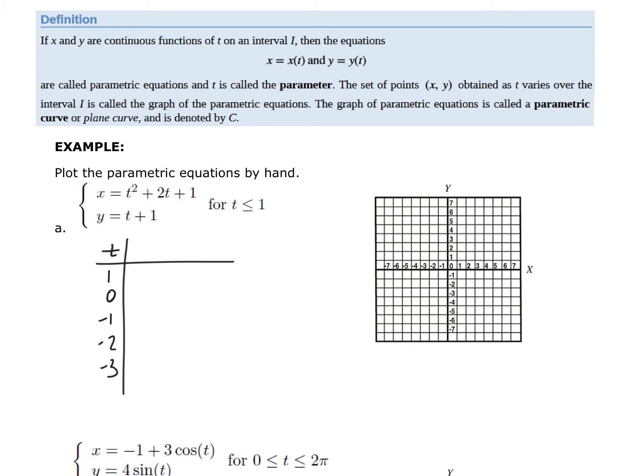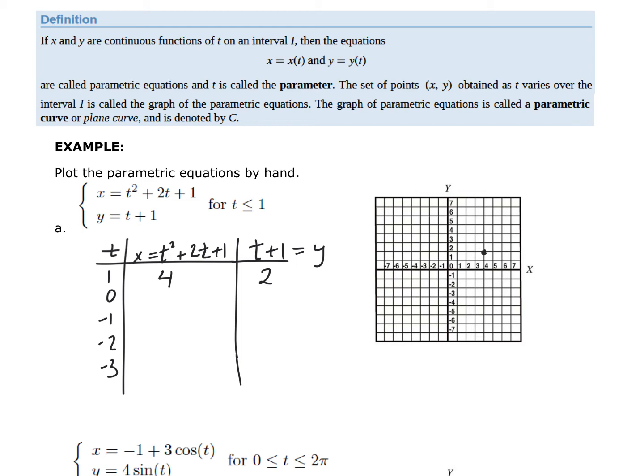Then I have a value for x. x is going to be equal to t squared plus 2t plus 1. And then my last one is t plus 1, which is my y value. So I choose a value for t and I plug it into those other two functions. So I put in 1 and I get 1 squared plus 2 plus 1, which gives me 4. I put in 1 for the second equation, y equals t plus 1, and I get 2. So over here I'm going to go to 4 and 2.